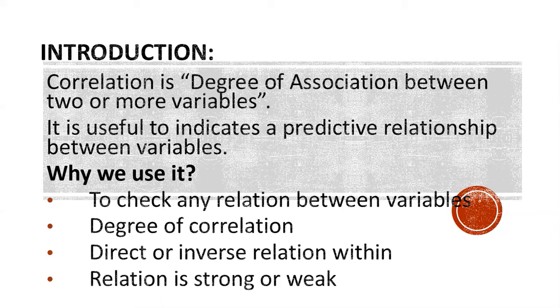Correlation is used to find the degree of association between two or more variables. It is useful to indicate the predictive relation between these variables. If we want to find any relation between two variables, we use correlation analysis. It also gives us the degree of correlation present between the variables, whether they are directly or inversely related to each other, and it also gives us information about how strongly or how weakly they are related.